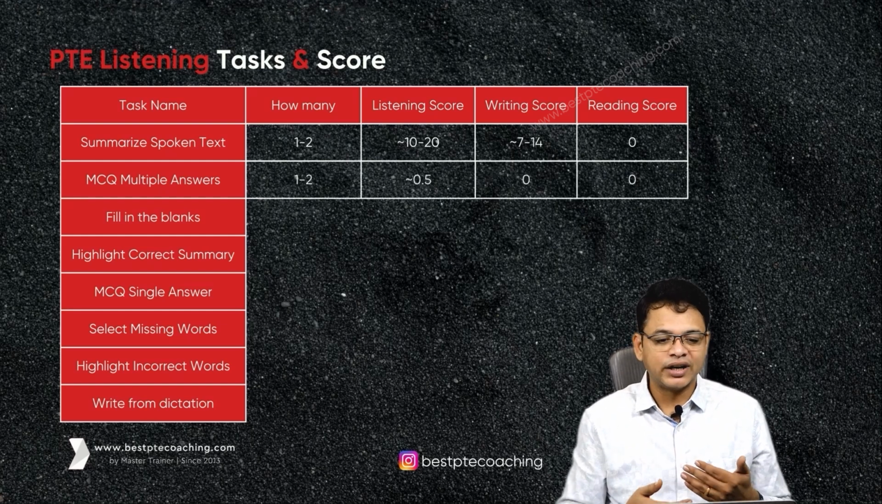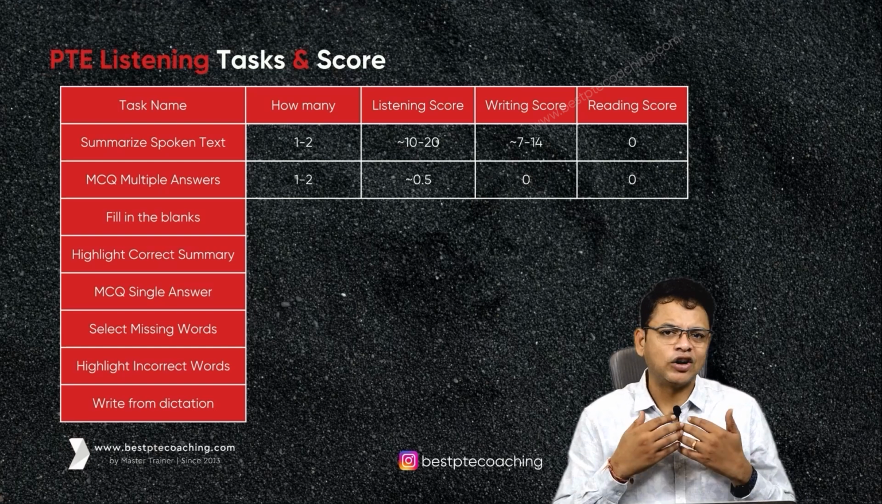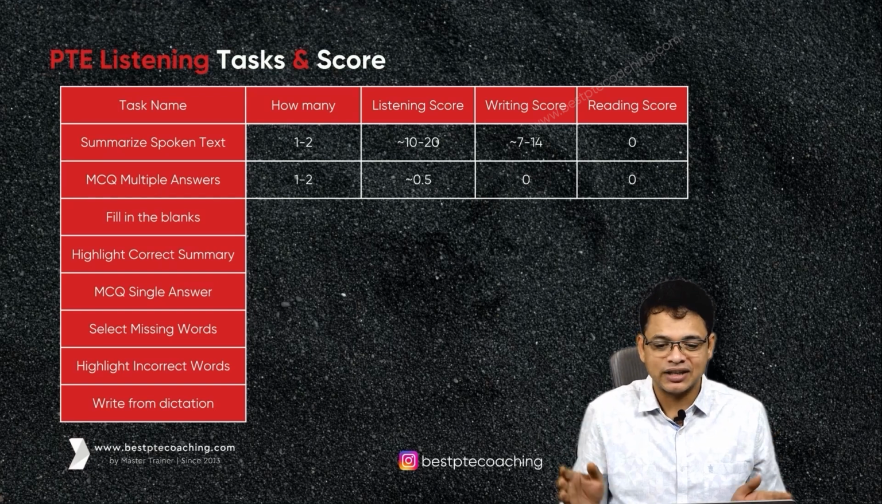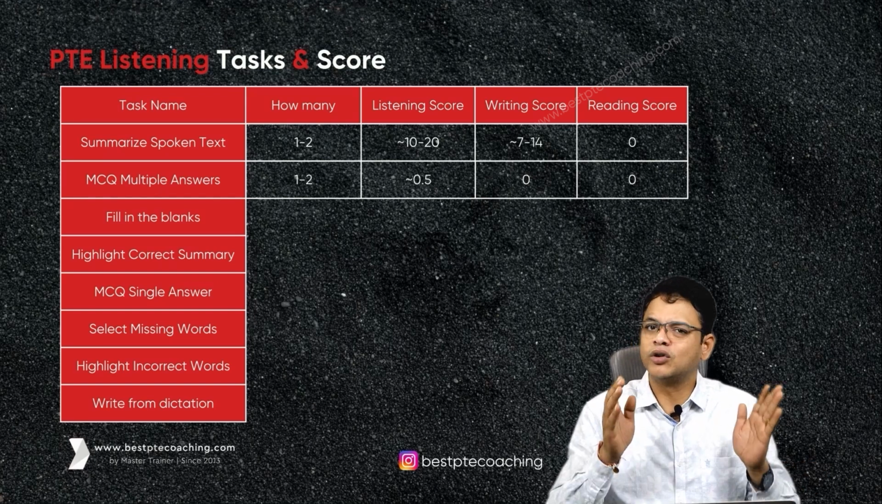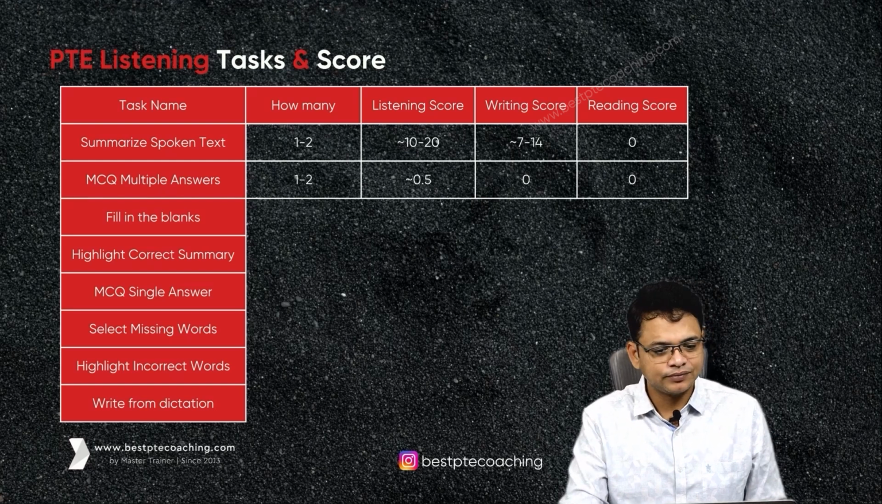So after summarize spoken text, you have multiple choice, multiple answers, not a very important task, not at all important. You get 1 or 2 questions in the exam. The contribution of this task is hardly half a mark, sometimes even lesser than that. No need to focus on this. I don't want to discuss this. If you want some information on this, it will be coming in the next one.